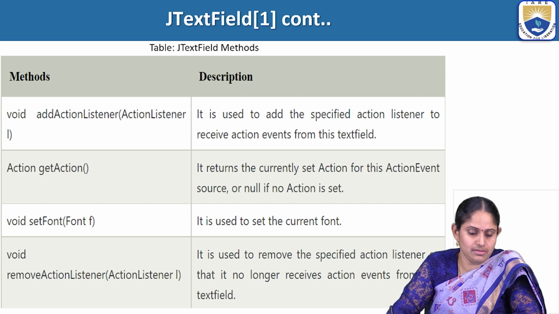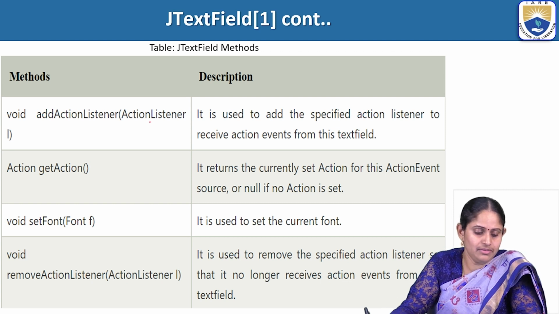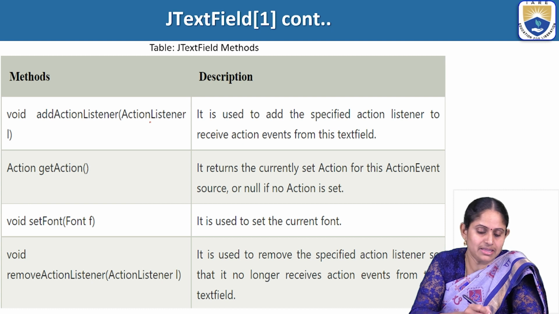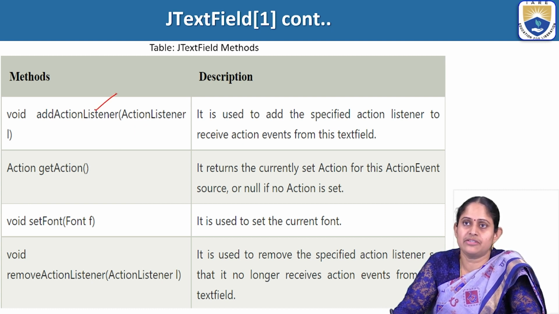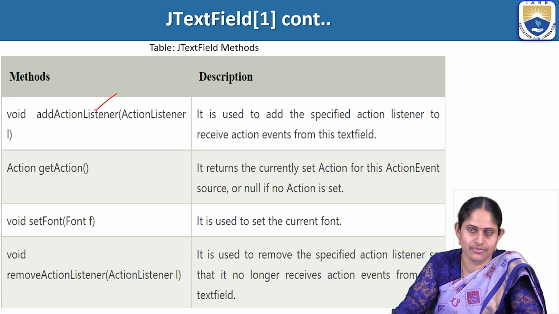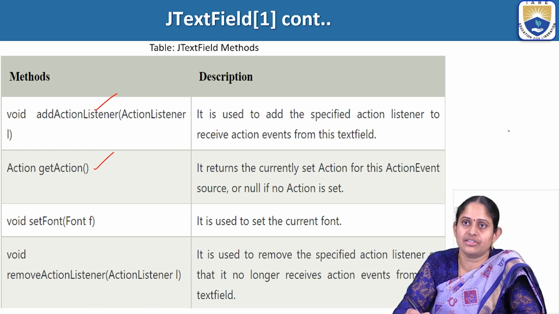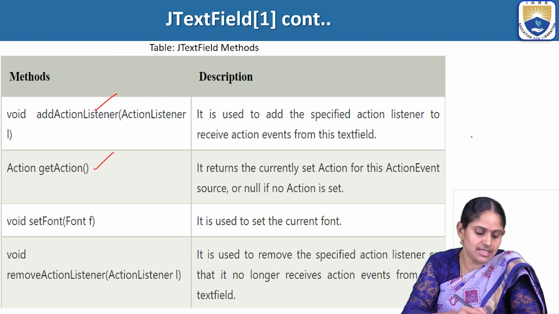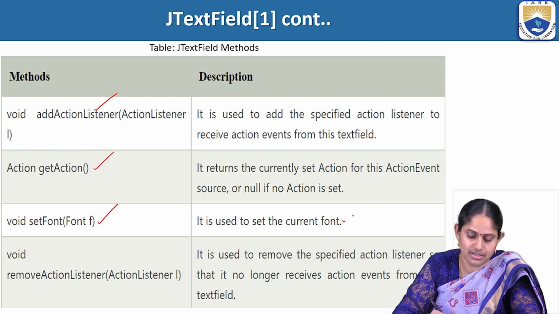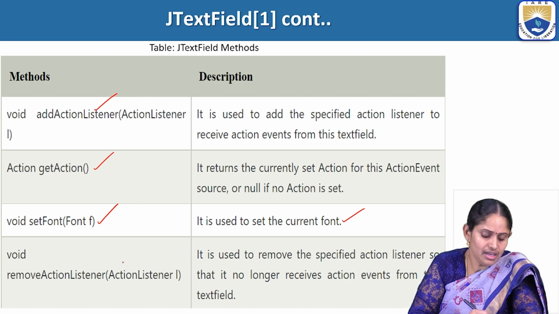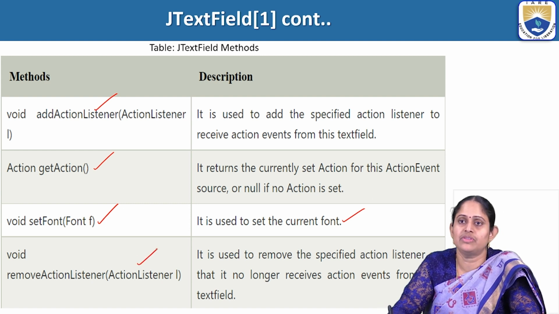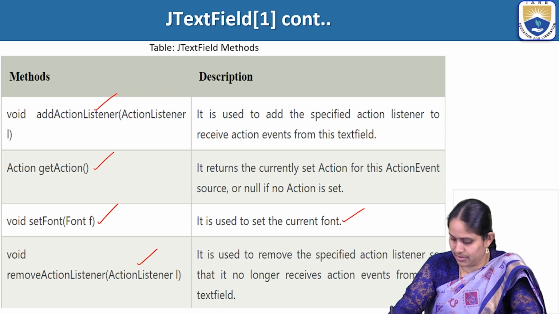These are the various methods used inside the text field. The addActionListener is used to add the specified action listener to receive action events from this text field. The getAction method returns the currently set action for this action event source, or null if no action is set. Then setFont sets the current text font. RemoveActionListener is used to remove the specified action listener so that it no longer receives action events from the text field.